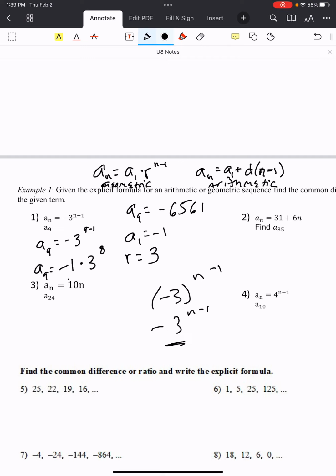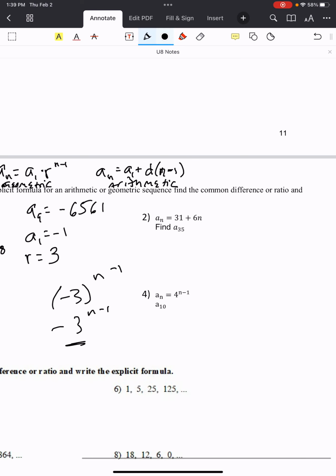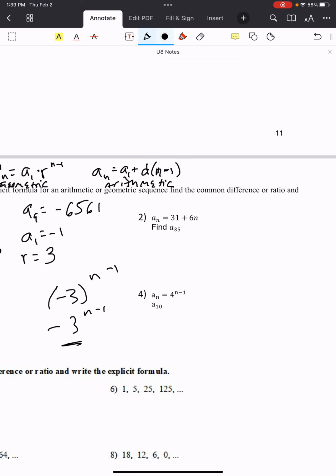I'm going to keep going because what we're having a hard time with right now is some negatives, and that's okay, but I can't spend too much time on that. Okay, let's look at number 2. Number 2 looks weird because it's not written in our form. So 31 is not the first term. We got to be careful.